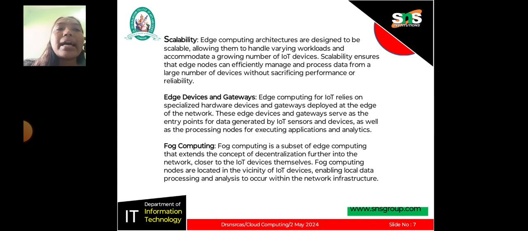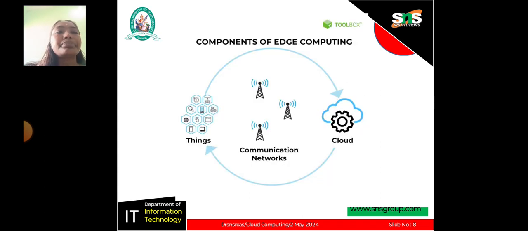Edge computing architectures are designed to be scalable, allowing them to handle varying workloads and accommodate the growing number of IoT devices. Edge devices and gateways are the entry point for the data generated by IoT sensors and devices. Fog computing is a subset of edge computing that extends the concept of decentralization further into the network, closer to the IoT devices. This is the component of edge computing: things which are connected to the cloud by using the communication edge computing networks.